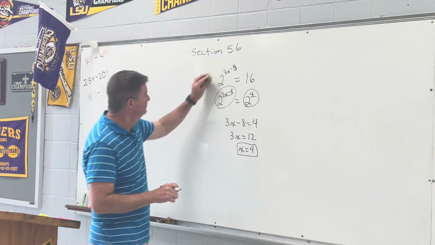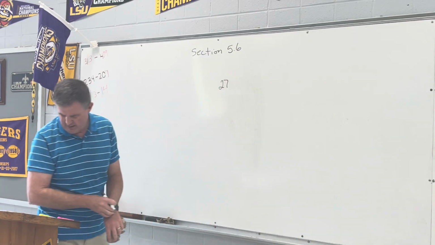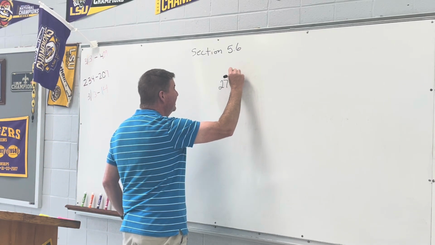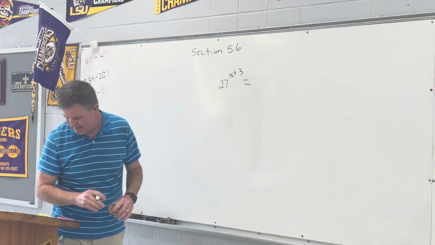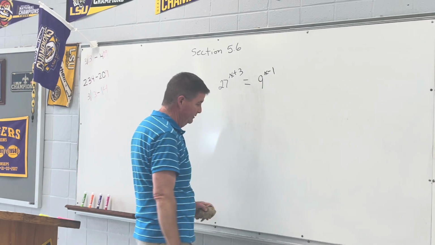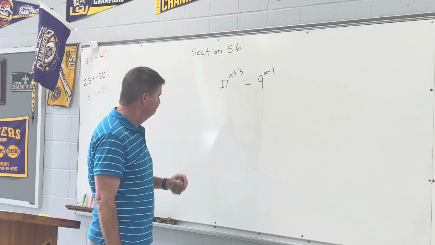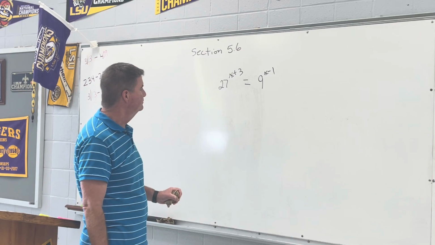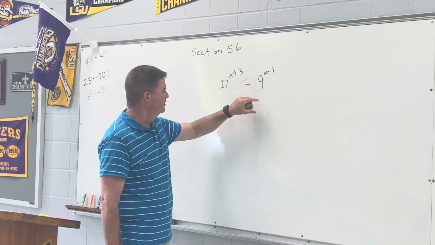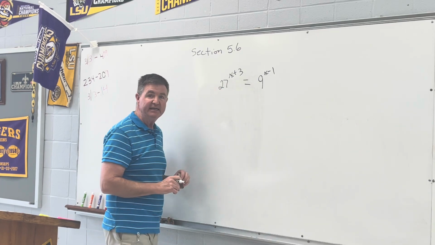Suppose we have 27 to the x plus 3 equals 9 to the x minus 1. In this case, we cannot write 27 with a base of 9. However, we can write 27 and 9 with a base of 3.